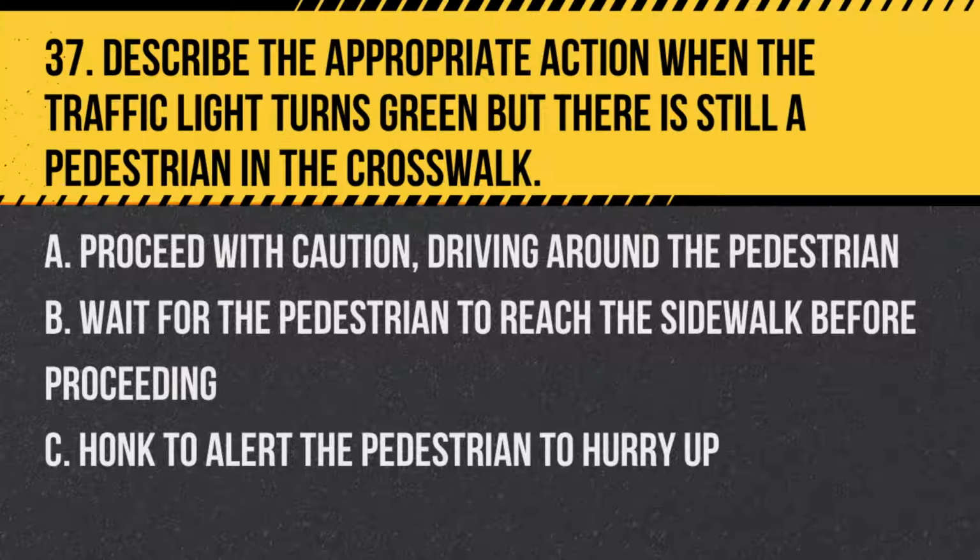Question 37. Describe the appropriate action when the traffic light turns green, but there is still a pedestrian in the crosswalk. A. Proceed with caution, driving around the pedestrian. B. Wait for the pedestrian to reach the sidewalk before proceeding. C. Honk to alert the pedestrian to hurry up.